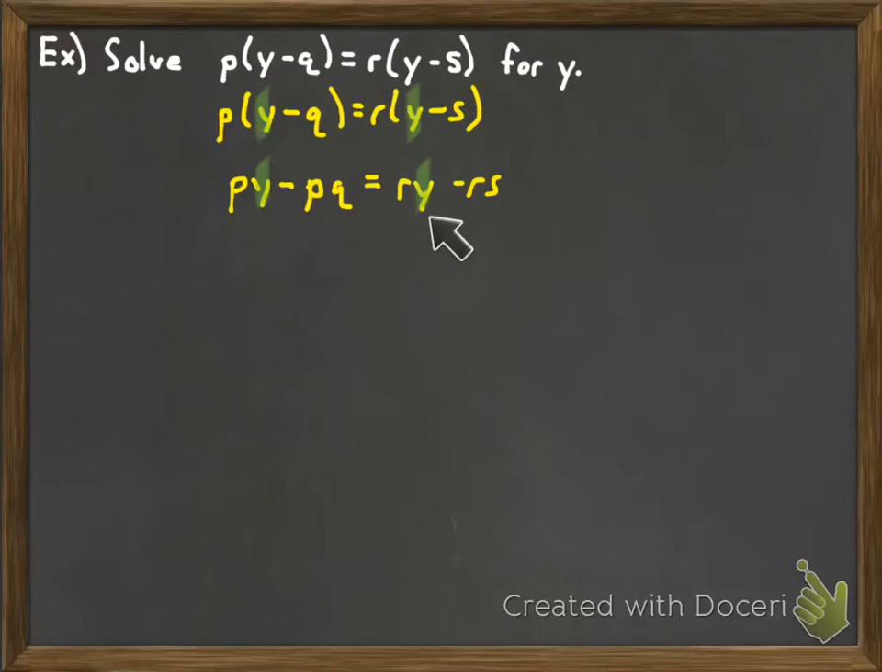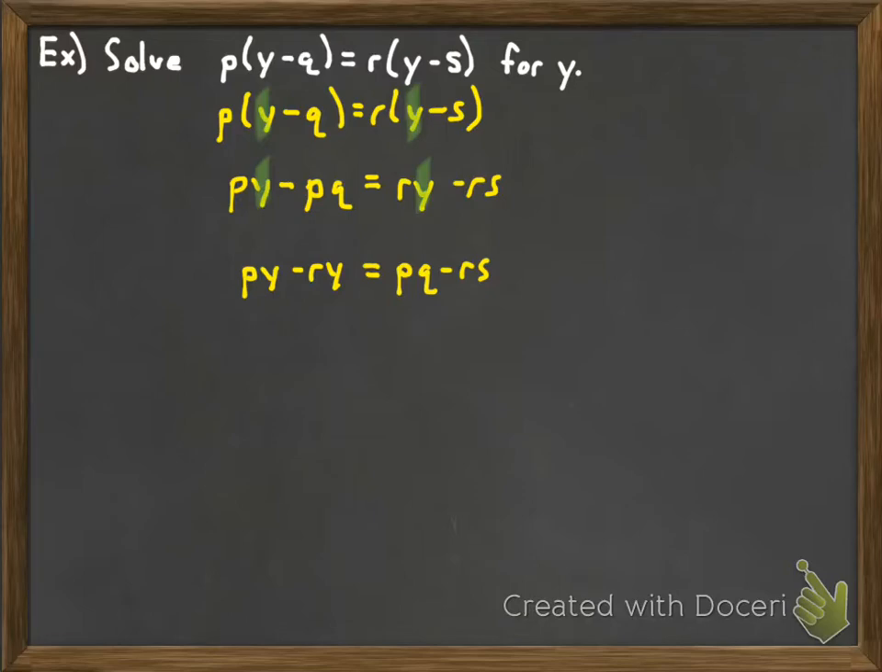I'm going to subtract ry from both sides so that all my y's are on the left side. So I'll have a py minus an ry. And on the same step, let's go ahead and add pq to both sides so that I have every term without a y on the right side of the equation. If I add pq to both sides, I can either write it as negative rs plus pq, or I prefer actually to write that as pq minus rs. Hopefully you can see how those are equivalent quantities.